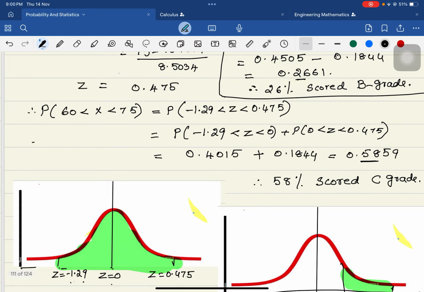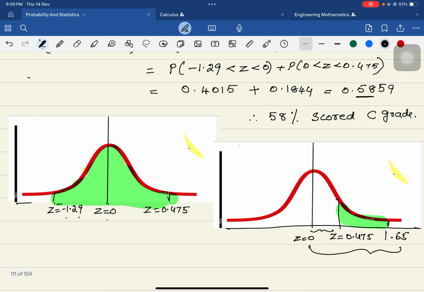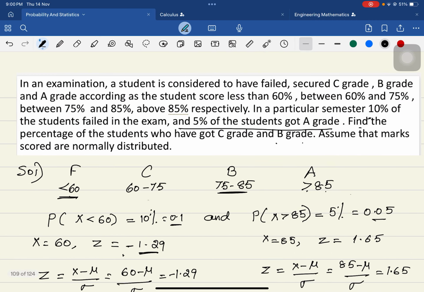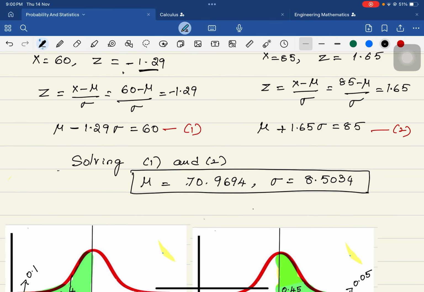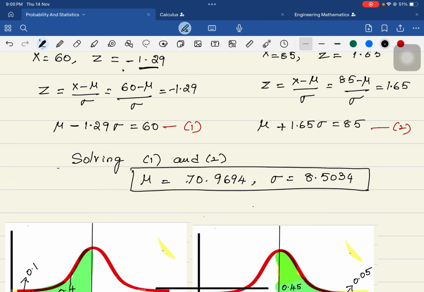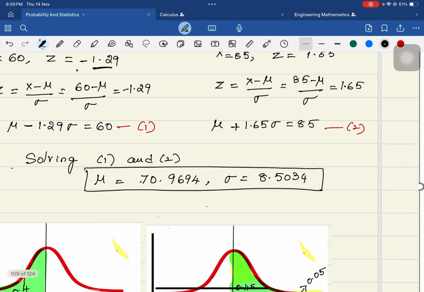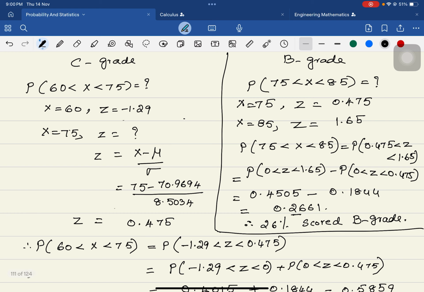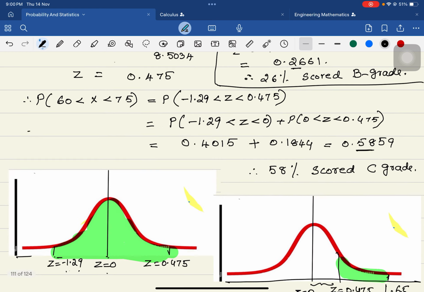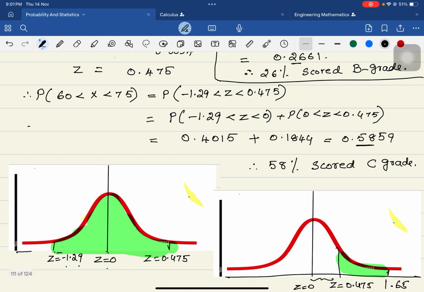So, I hope you could understand the problem easily. This is a very easy problem to understand because it is linked with your examination part, and in this question both the parts have been done. So, how to find out the mean and standard deviation when the areas are given, and once you get the values of mu and sigma, how to find out the area under the standard normal variate, how to solve the problem. So, on both the ways you can understand this question. I hope you could understand. Thank you.